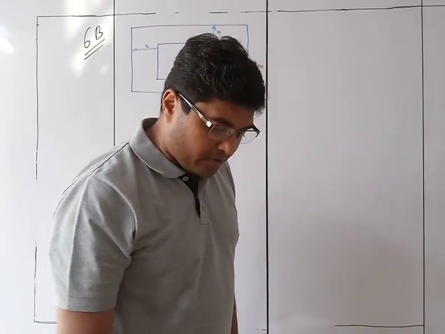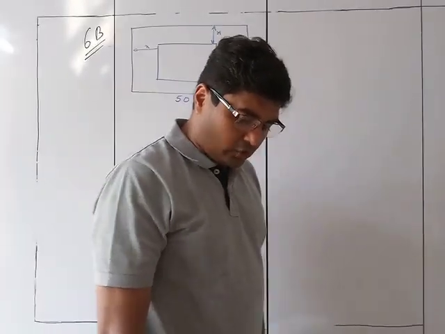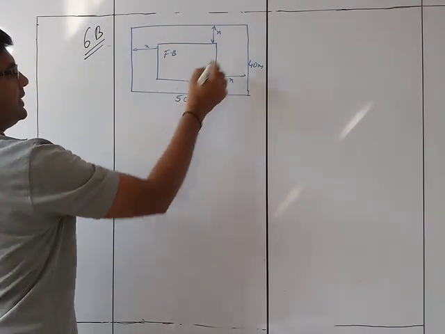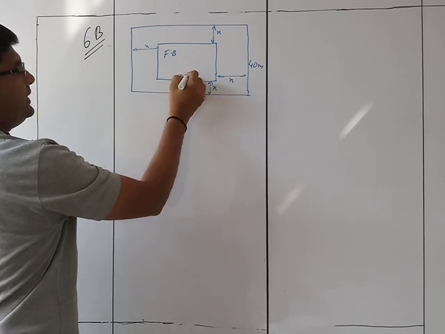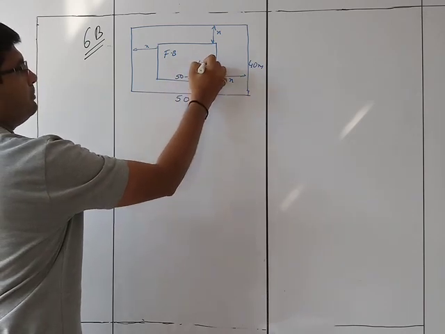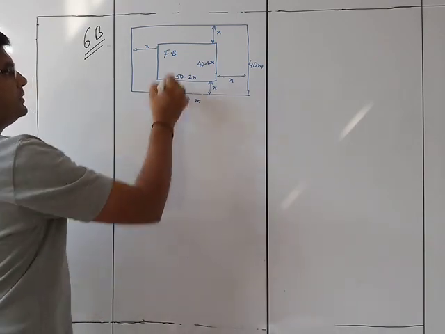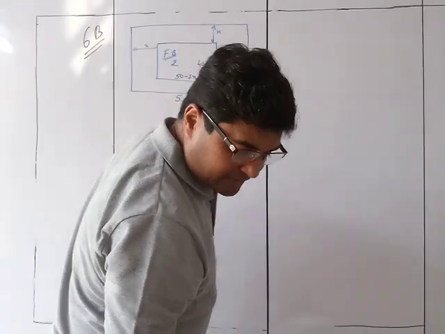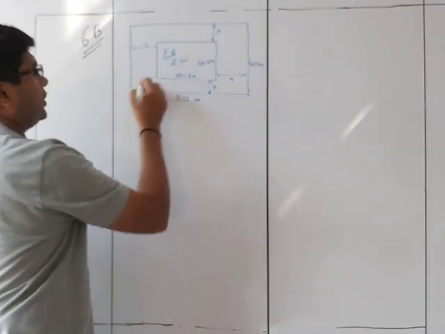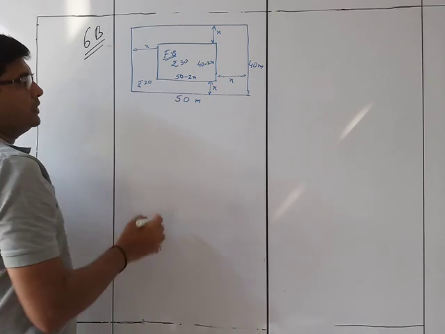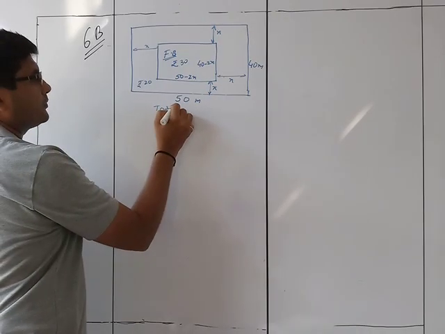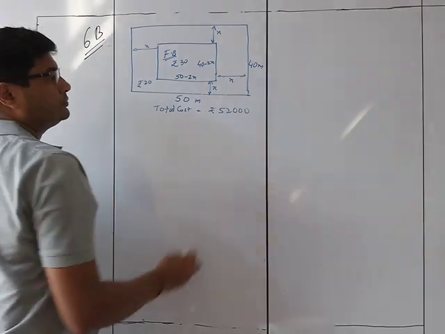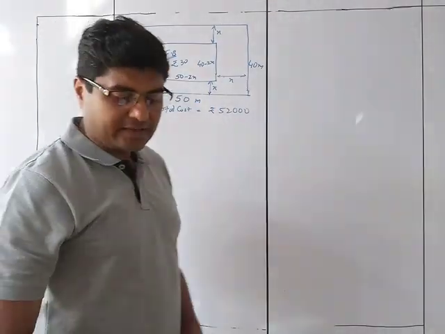The cost of laying the flower bed and graveling the path. So this is the flower bed. What will the flower bed be? This will be 50 minus 2x, and this will be 40 minus 2x. This flower bed is done at the cost of rupees 30, and the cost over here is rupees 20. Total cost is rupees 52,000. Did you understand the question?